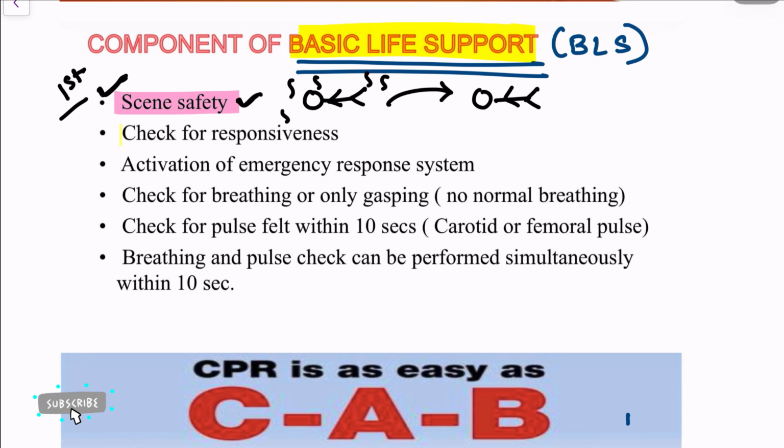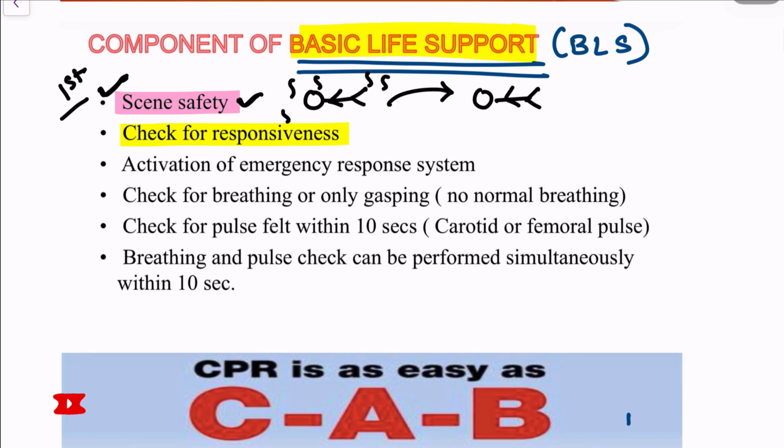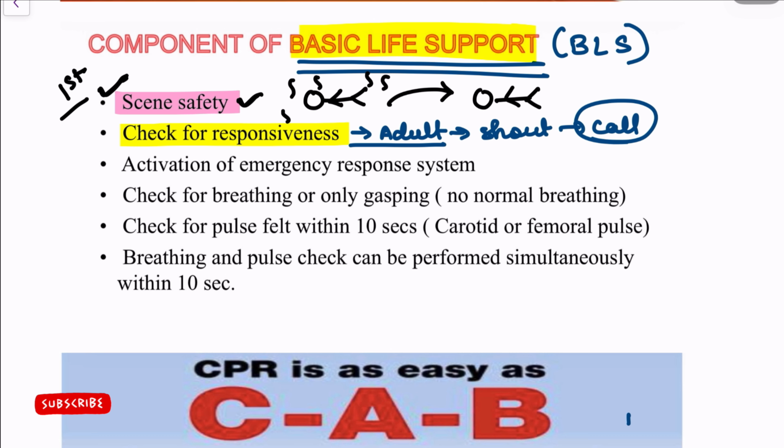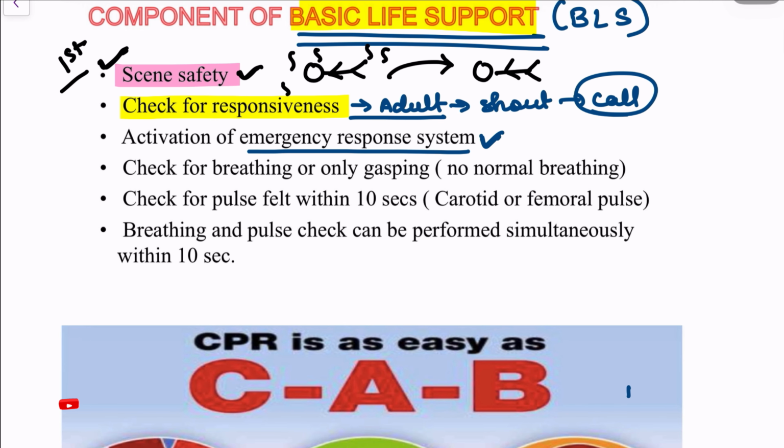And the second is the check for responsiveness. How will you check for responsiveness? In an adult, first you will shout, and if you know the adult's name, then call the adult's name loudly. If he doesn't respond, then you have to start the emergency response system. This means you have to call other people around you and ask for help. That is activation of the emergency response system. And if multiple persons are present, then ask one person to call the ambulance or go and fetch the AED machine. Tapping the shoulder and shouting out loud, that is known as checking of responsiveness.